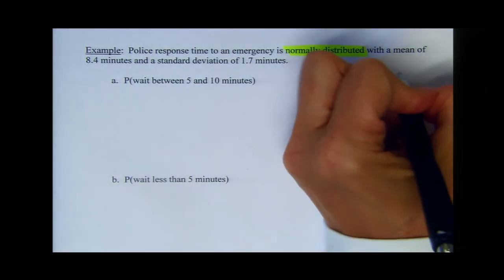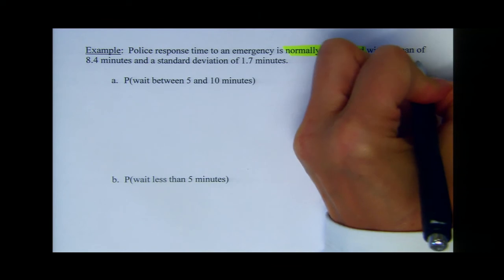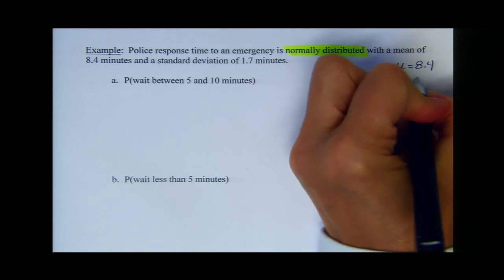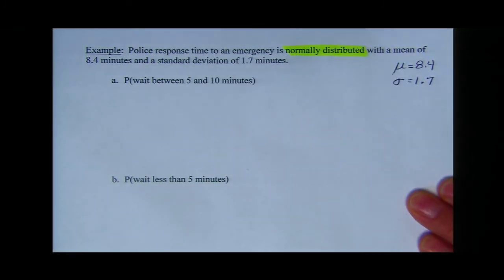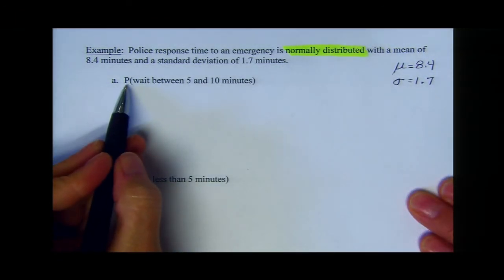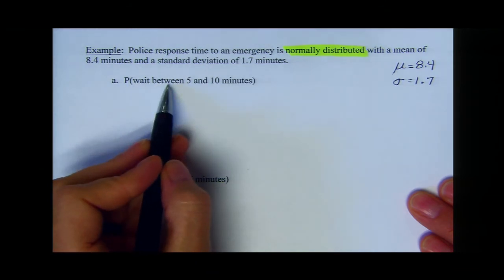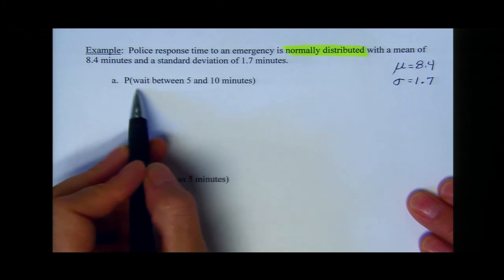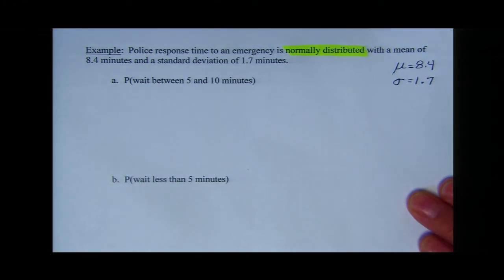With a mean of 8.4 minutes, and I always like to write my values, pull them out of the problem, and a standard deviation of 1.7. So part A says find the probability that the wait is between 5 and 10 minutes. Now, this doesn't have an x or a z with it. So how do I know if it's an x value or a z value?